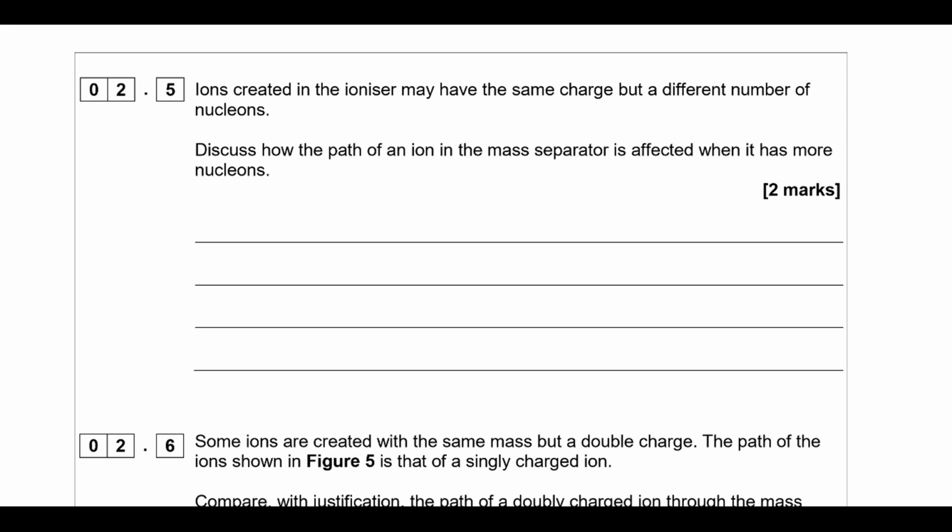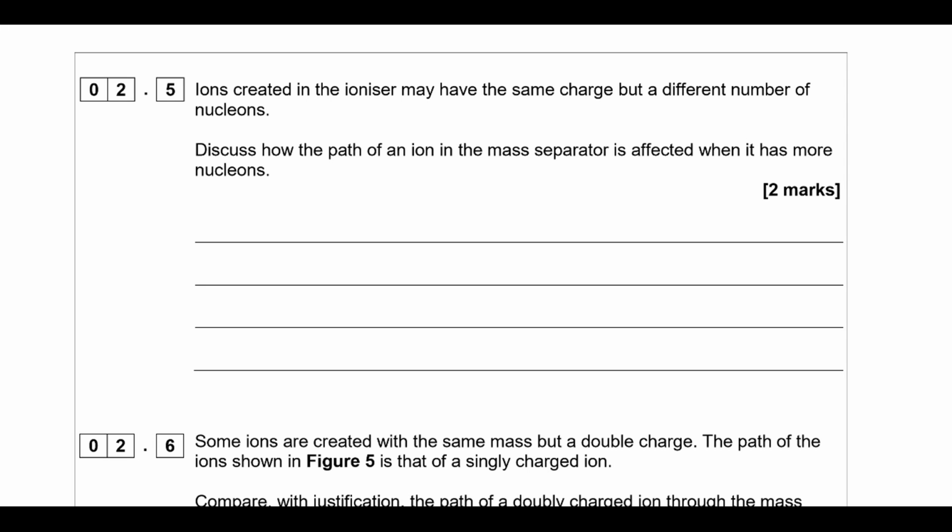Okay, so the next part says the ions created by the ionizer may have the same charge but a different number of nucleons. Discuss how the path of an ion in the mass separator is affected when it has more nucleons. So if they have the same charge and the same velocity, we're going to end up with the same magnetic force. But because the magnetic force is always perpendicular, it's going to force it into a circular path.